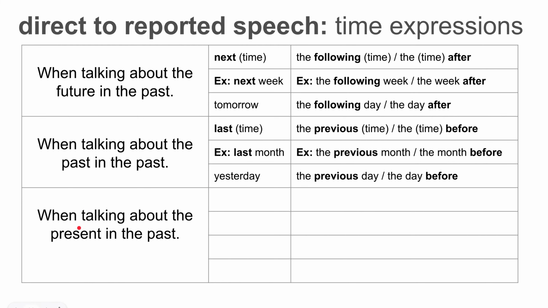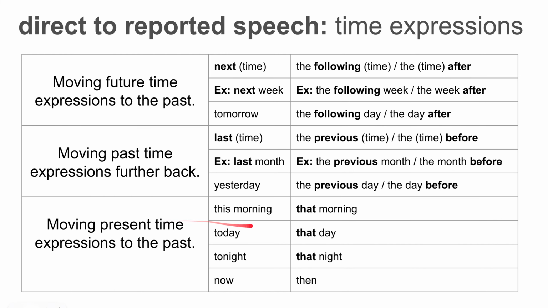When talking about the present in the past, I would change it: this morning becomes that morning. Today becomes that day. Tonight, that night. Now becomes then. Okay, quick summary. So, what is direct speech? Direct speech is when we write down the exact thing someone said word for word in the past. This is usually done when telling a narrative story or in newspaper articles. For example, he said, money is important.